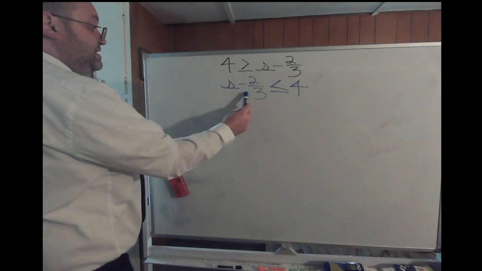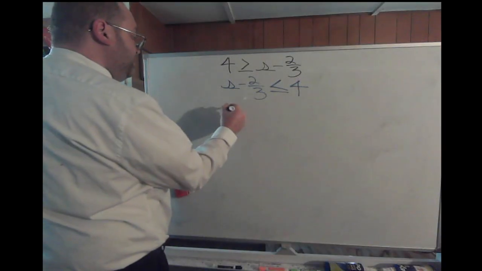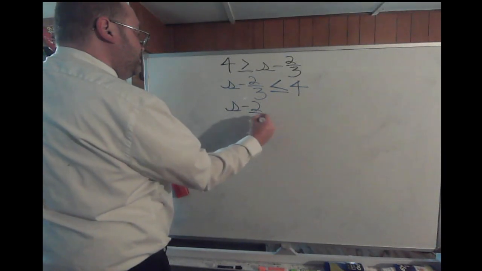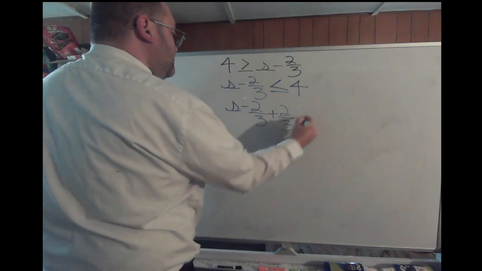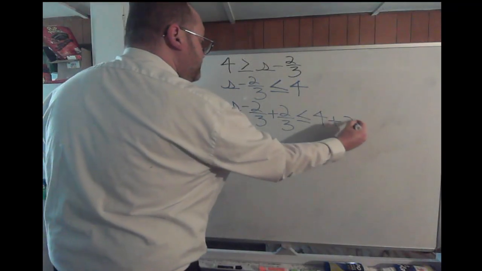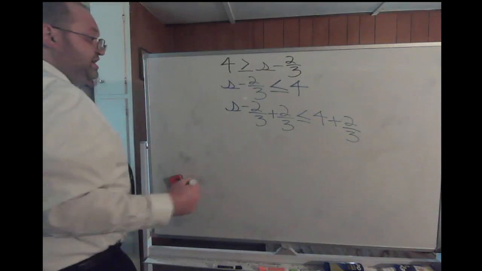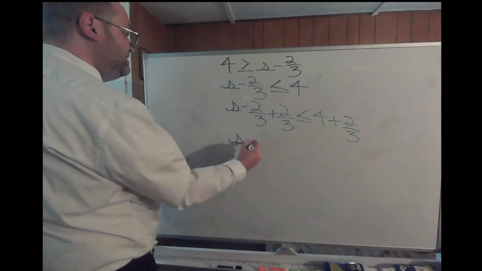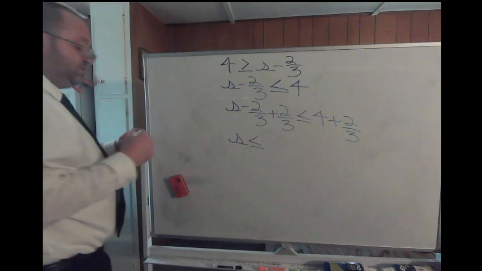So we have minus 2/3 on the left. We want to get rid of that 2/3, get s by itself. So we have to add 2/3. So we'll have s minus 2/3 plus 2/3 is less than or equal to 4 plus 2/3. Alright. So on the left side you have negative 2/3 plus 2/3. That just goes to 0. You have s by itself is less than or equal to that 4 plus 2/3.